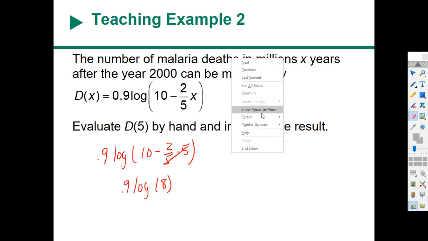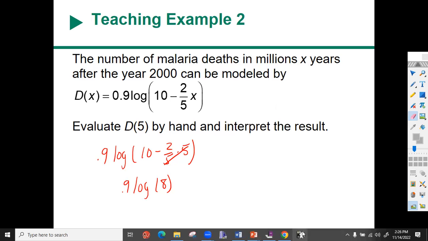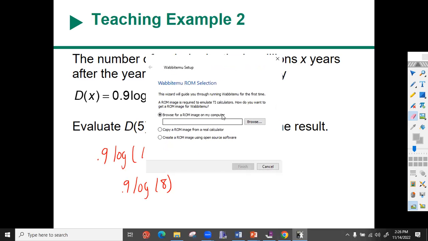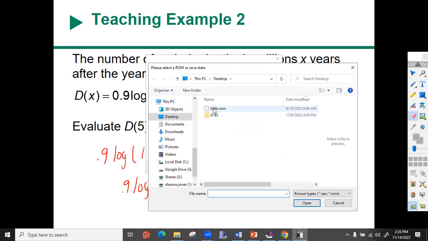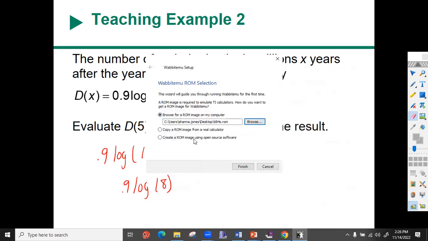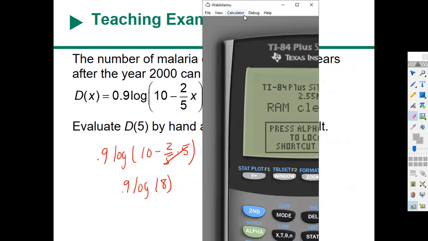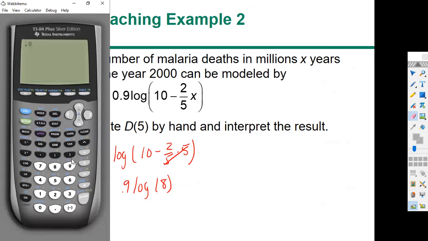You said 10 to what power equals 8? Okay, so when I open my handy dandy calculadora, I'm going to type in 0.9, I'm going to type in log of 8, hit enter, and I get 0.8.